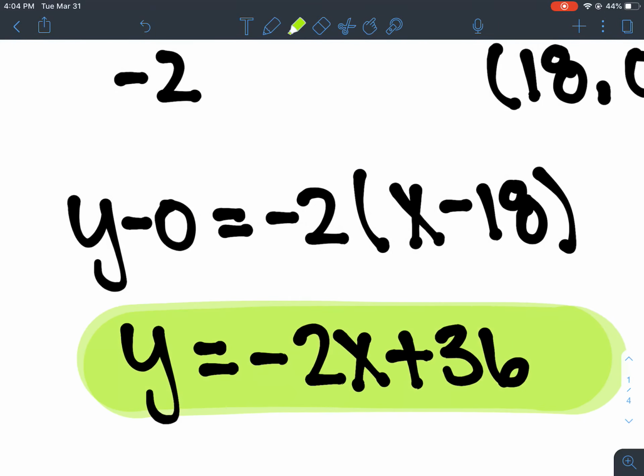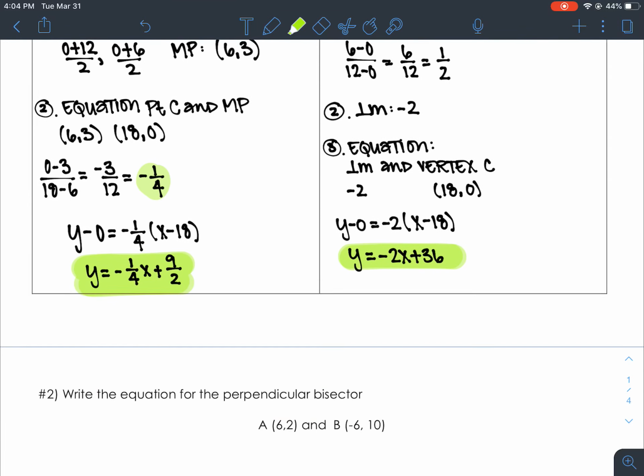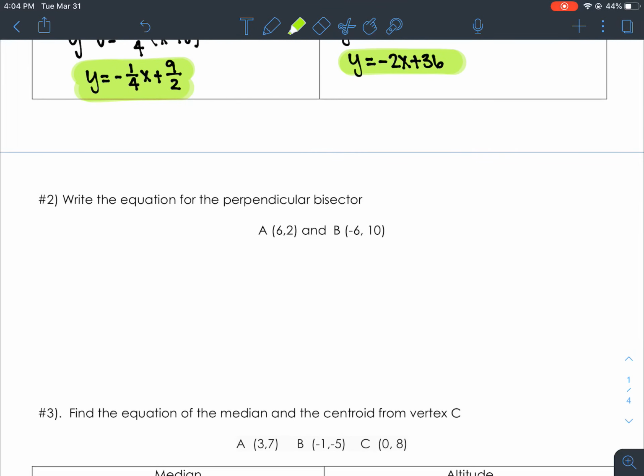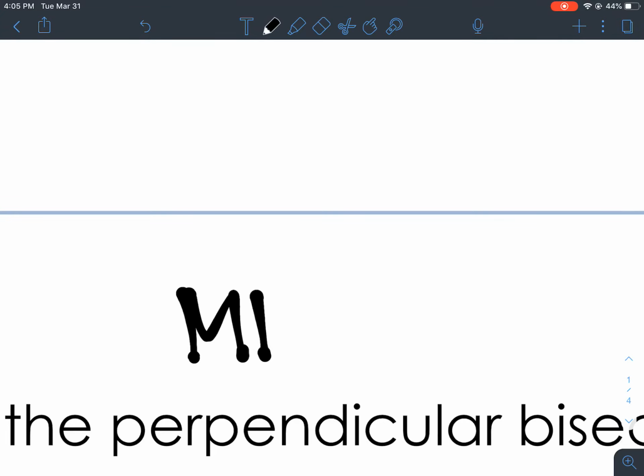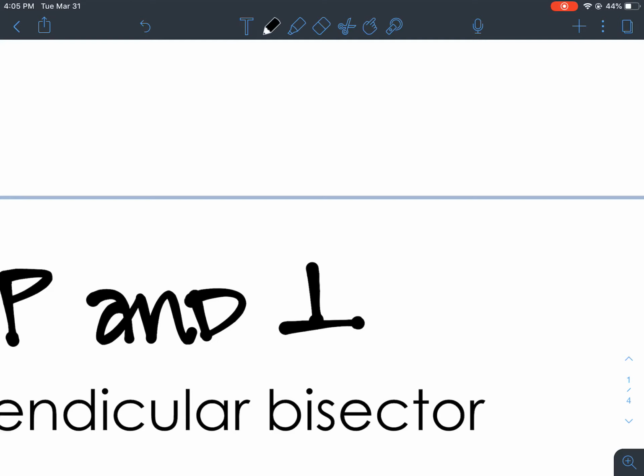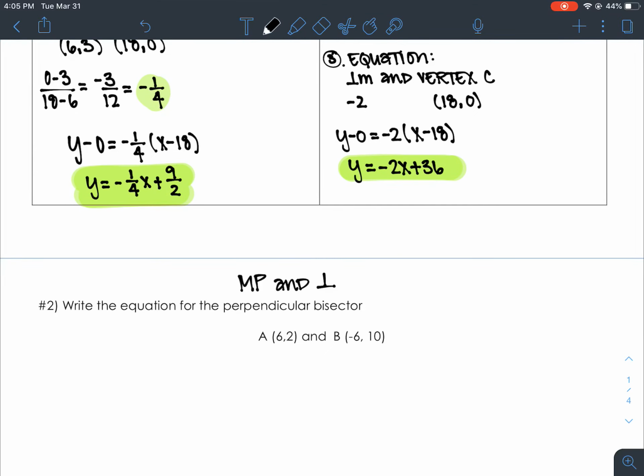Now, for our next example, we're going to write the equation of the perpendicular bisector. If you notice, this one isn't telling you what vertex it has to pass through, because perpendicular bisectors don't have to pass through a vertex. All we know about a perpendicular bisector is it has to pass through the midpoint, which is the bisector portion, and it has to be perpendicular to that line. So this is kind of putting everything together.